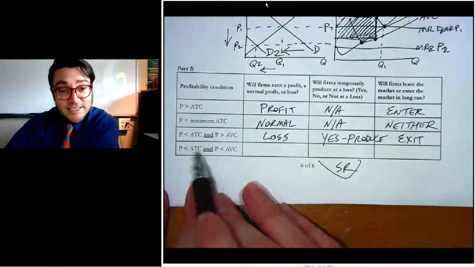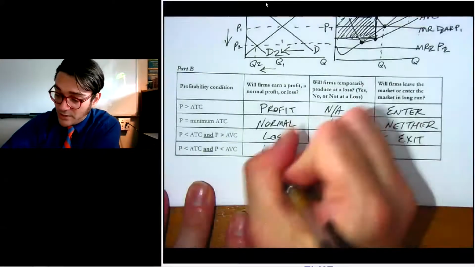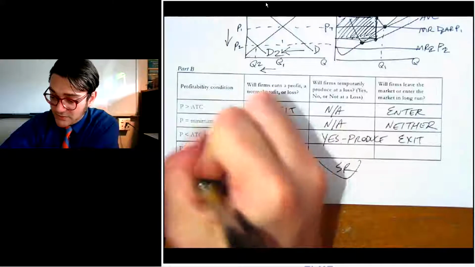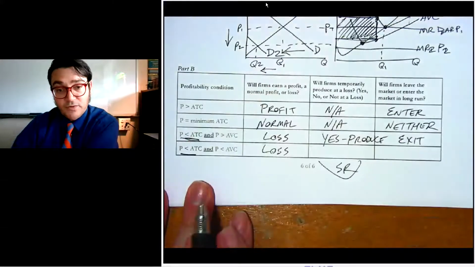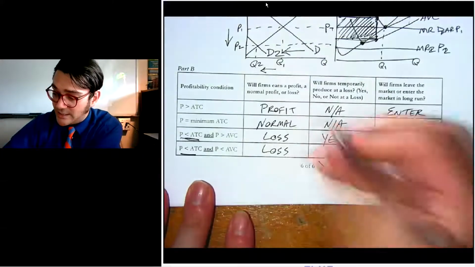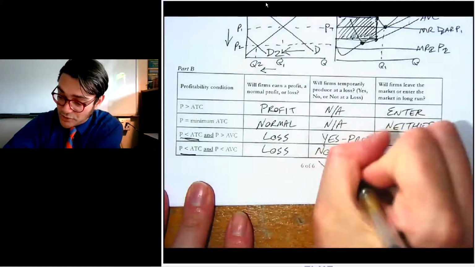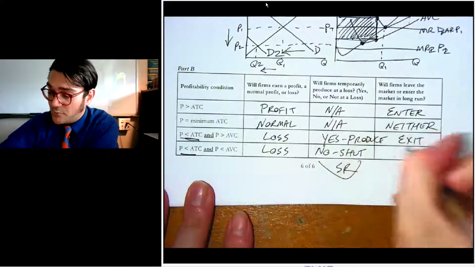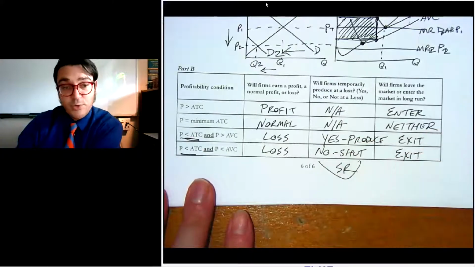Now in this one, price is less than ATC, so again, we're earning a loss. So this first half tells us whether we are earning a profit or a loss. The second half tells us the price is below the AVC, so no, they will shut down. And we know that in the long run, firms will exit.